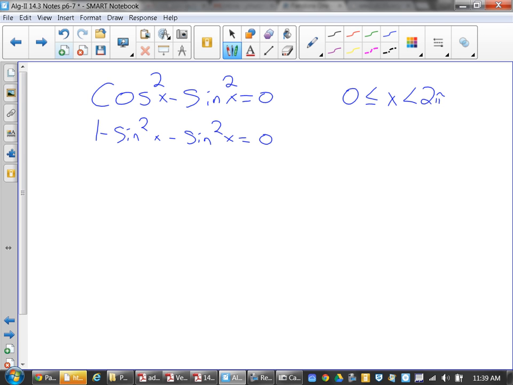Minus 1 minus 2 sine squared. One is equal to 2 sine squared, and then one half is equal to sine squared. Think of it this way: if you add this over, you get 1 equals 2 sine squared. Wouldn't you get negative 2 sine squared? No, you add. Oh, yeah, because you add the negative.